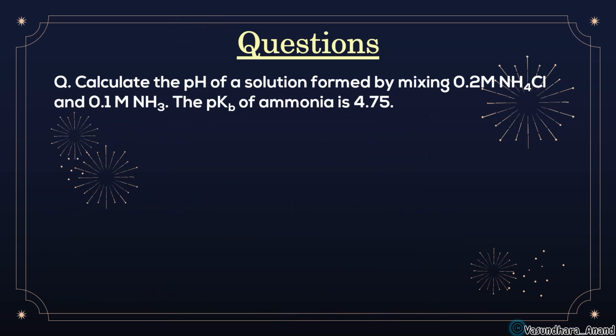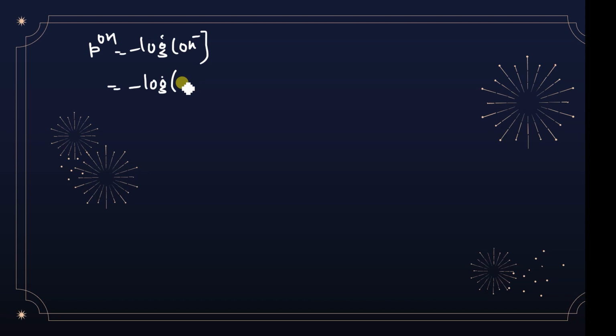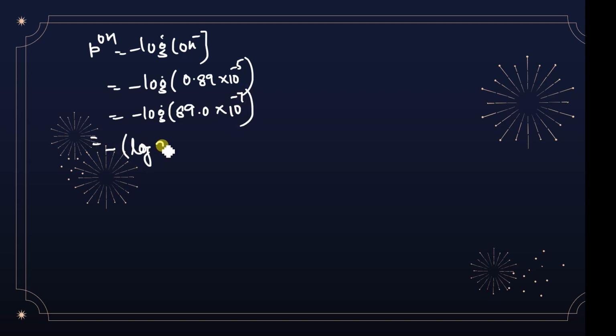Got it? So here, if we find the pOH, this will be minus log OH minus ion. So just put the OH minus concentration: 0.89 into 10 to the power minus 5. And in the log, a decimal value is not convenient, so what we will do is convert it into tens. Can I write it like this? 89.0 into 10 to the power minus 7. So now minus log 89, and this is going to be minus 7 log 10.